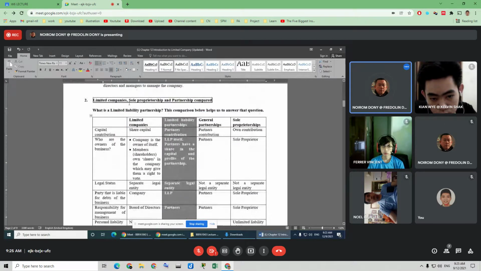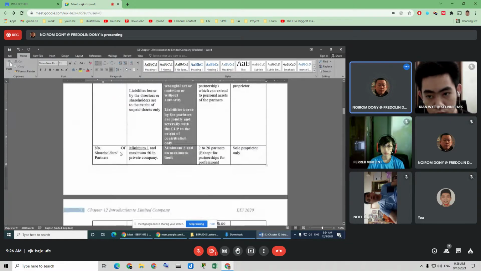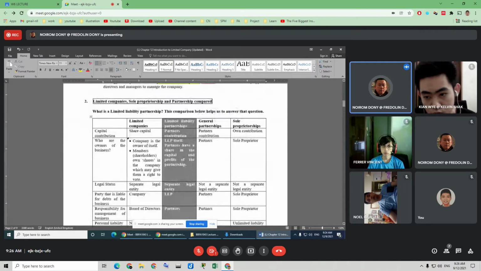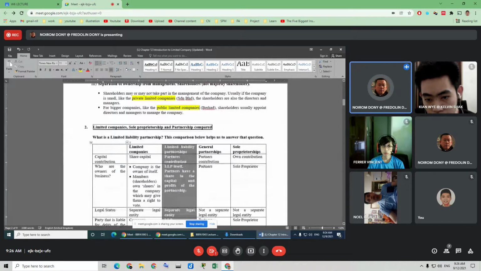Now, this is a comparison between sole proprietorship, partnership, and limited company. These are all the factors that differentiate them. From time to time they ask you what is the difference between these three entities. So the first thing, we look at capital contribution. Capital contribution refers to the injection of capital by the owner if it's a sole trader, or by the shareholders if it's a company.